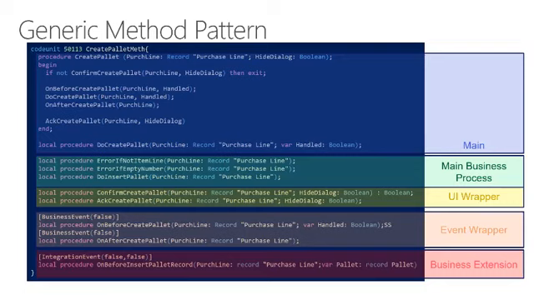Just to refresh your memory, the generic method pattern has one method for main, that's the main procedure, and then we have a UI wrapper, an event wrapper, and a business extension. And this particular snippet has this pattern implemented, except it doesn't have a UI wrapper. So, like I said before in this video, it's really your choice whether to include a UI wrapper in a generic method codeunit. But there you have it.